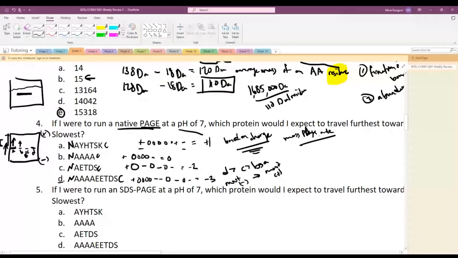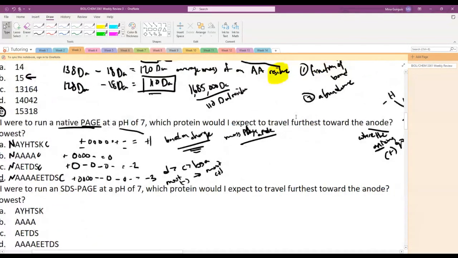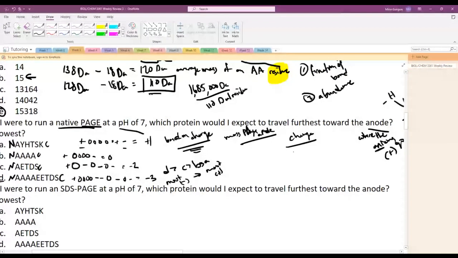So you guys might be thinking, okay, crap, we have to multiply by that 110 number, and then we have to divide all that. That's a big mess. So the easiest way to do native PAGE is to say charge over number of amino acids.